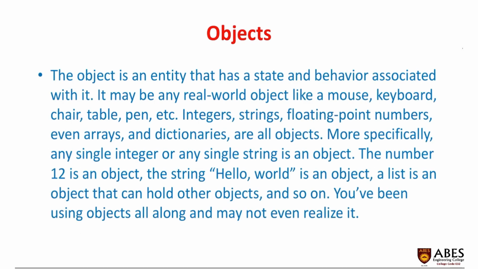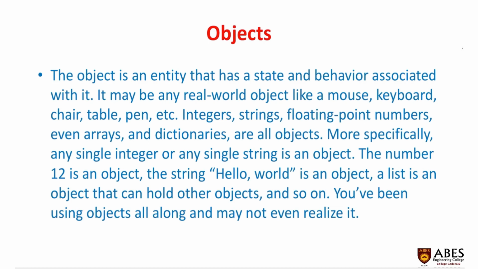Now what is an object? Objects are entities that have state and behavior associated with them. It may be any real world object like mouse, keyboard, chair, table, pen, etc. Integer, string, floating point number, even arrays and dictionaries are all objects. Objects have some behavior and state, like mouse, keyboard, chair, table, pen.